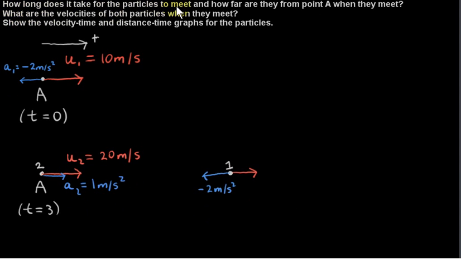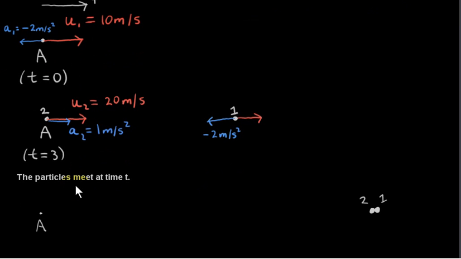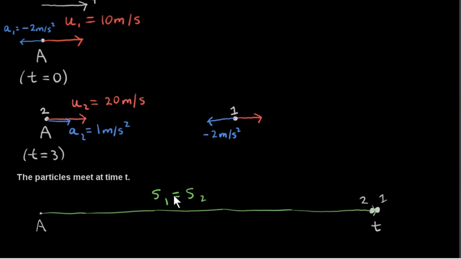How long does it take for the particles to meet, and how far are they from point A when they meet? Let's say that the particles meet at time t. So here is point A. Here are the two particles meeting at some time t, which we have to find. When they meet, we notice that S1, the distance of particle 1 from point A, equals S2, the distance of particle 2 from point A.